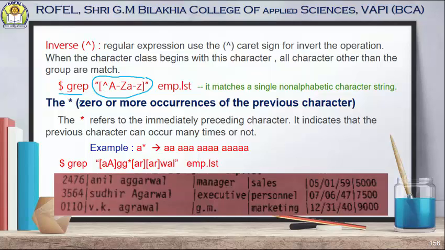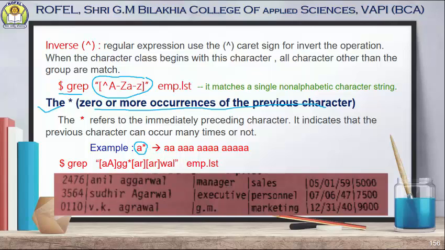ओके, नाउ द नेक्स्ट रेगुलर एक्सप्रेशन दैट इज स्टार. स्टार इज यूज टू मैच जीरो और मोर अकरेंसेस ऑफ द प्रीवियस कैरेक्टर. प्रीवियस कैरेक्टर का ही सिर्फ जीरो और मोर अकरेंसेस चेक होगा. दैट मीन्स नॉर्मली हम स्टार का मतलब क्या तो करते थे, जीरो और मोर ऑफ एनी कैरेक्टर. बट ओवर हियर द स्टार इज परफॉर्म लाइक जीरो और मोर अकरेंसेस ऑफ द प्रीवियस कैरेक्टर ओनली. दैट मीन्स इट इंडिकेट द प्रीवियस कैरेक्टर कैन अकर मेनी टाइम्स और नॉट. फॉर एग्जाम्पल ओवर हियर चेक ए स्टार.